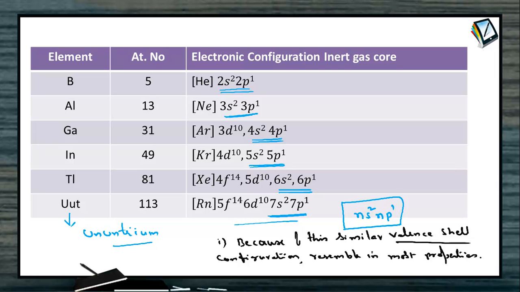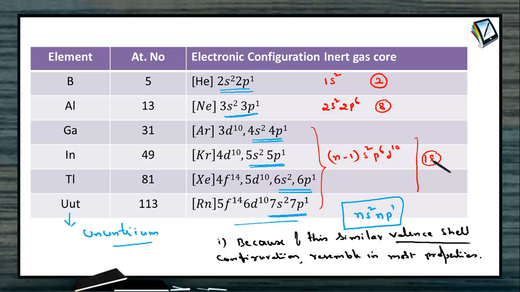But if you observe the number of electrons present in the penultimate shell, for boron the penultimate shell has 1s2. In other words, there are 2 electrons in the penultimate shell. Whereas for aluminium, it is 2s2 2p6, altogether 8 electrons in the penultimate shell. And in all the other cases, the n-1 penultimate shell has s2, p6 and d10 configuration. In other words, all have 18 electrons in the penultimate shell.